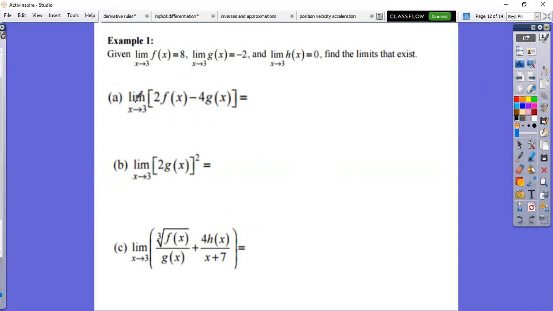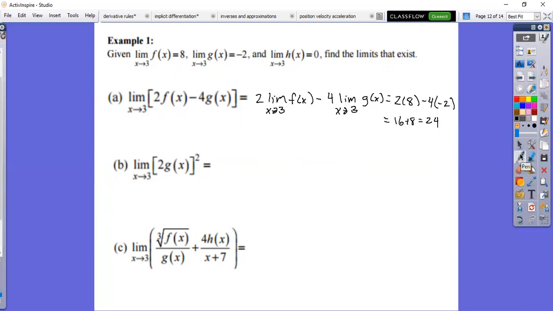So what I can do here is I have the limit as x approaches 3 of this whole statement right here. Using the properties of limits, I can break this down to 2 times the limit as x approaches 3 of f of x minus 4 times the limit as x approaches 3 of g of x. Now this makes my life a lot easier because I know the limit as x approaches 3 of f of x is 8. So this is 2 times 8 minus 4 times the limit as x approaches 3 of g of x, which is negative 2. So this is 16 plus 8, which is 24.